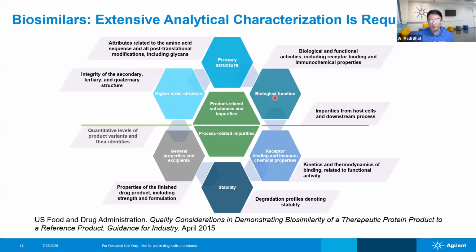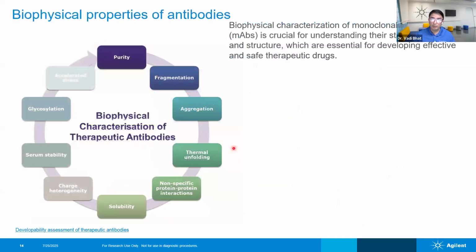Biological functions, of course, are important, but I'm not going to talk about them today. And of course, kinetics and functional assays, we're not going to talk about; stability, not going to touch on that. And also, of course, the process-related impurities definitely we are not going to talk about today. There are all different types of topics, and they can be discussed on different days.